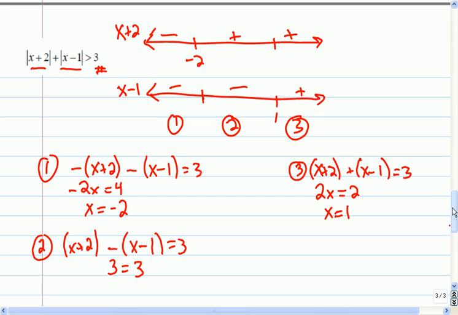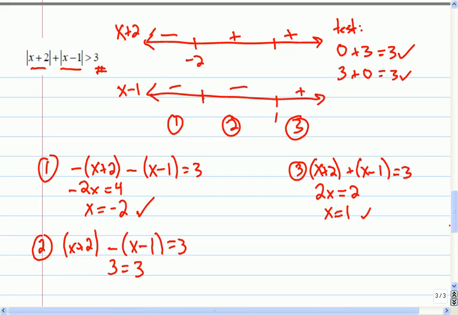Well, first we have to double check and see that it actually works. So if I substitute negative 2, let's try them. At negative 2 I get 0 plus 3. Yep, that equals 3, so I'm good for this one. And let's try it at 1. I get 3 plus 0. So yep, that one works as well.